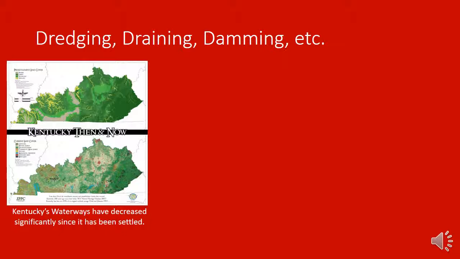Dredging, draining, and damming of streams makes a huge difference. If we look at the Kentucky waterways, they've decreased significantly since it's been settled. Historically, our rivers and streams were used for transportation. Yeah, like Lewis and Clark and Daniel Boone and all of them. They did a lot on boats and rafts. Like Huck Finn and all that. But now we've dammed a lot of our streams and created lakes. So that's what all these blue areas here are.